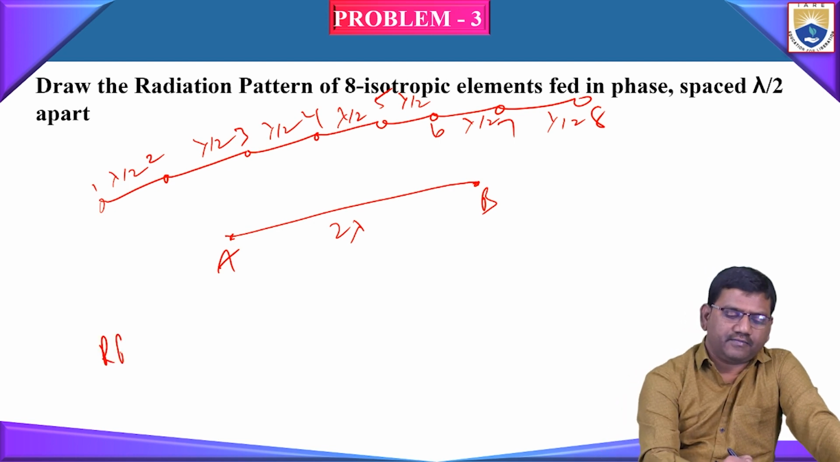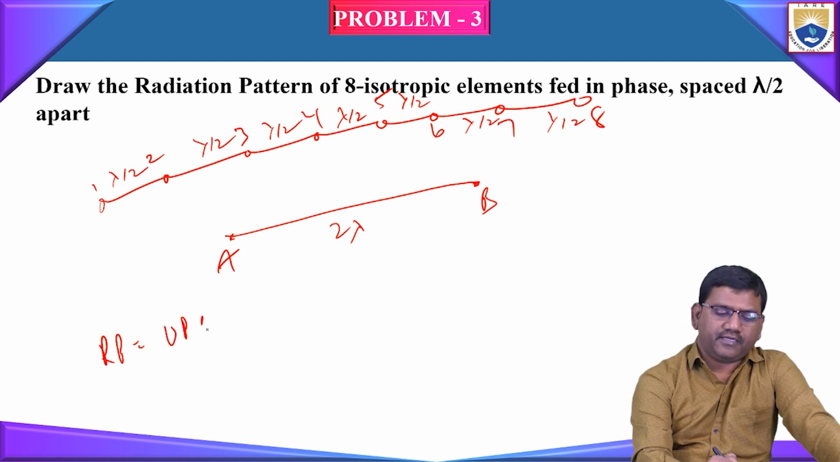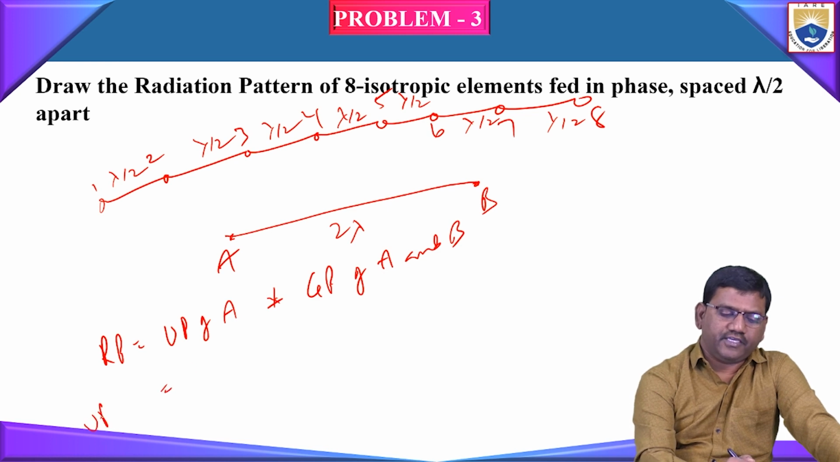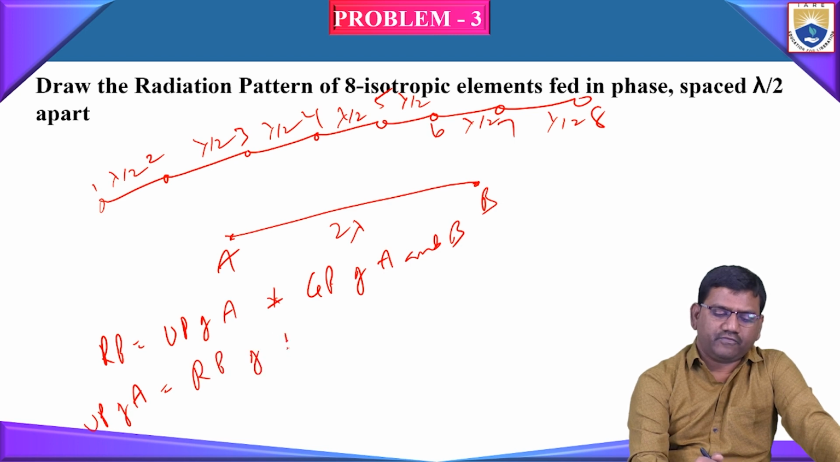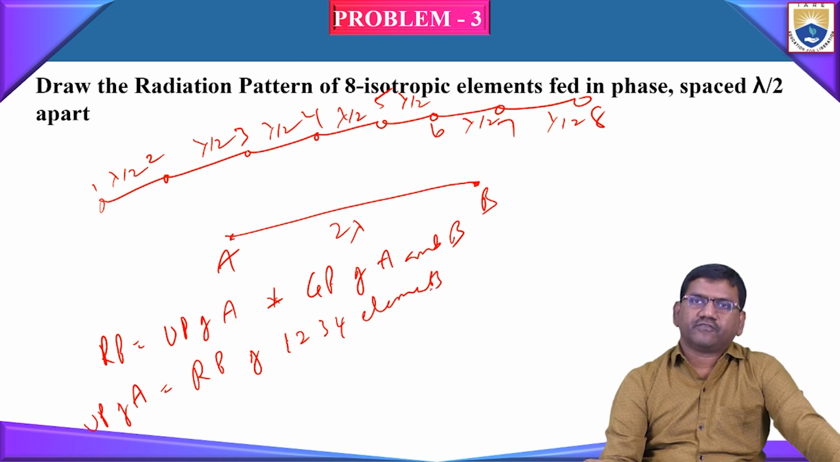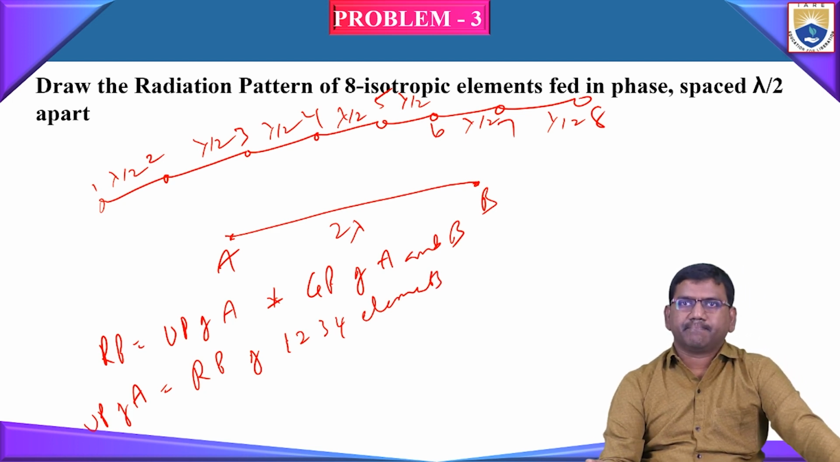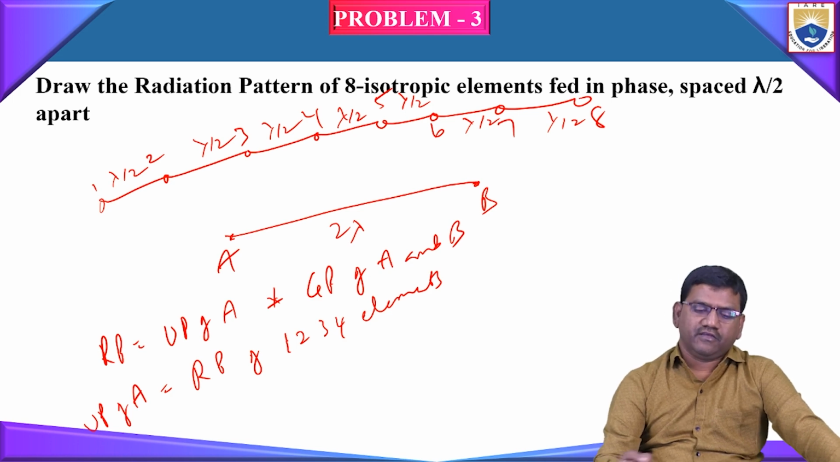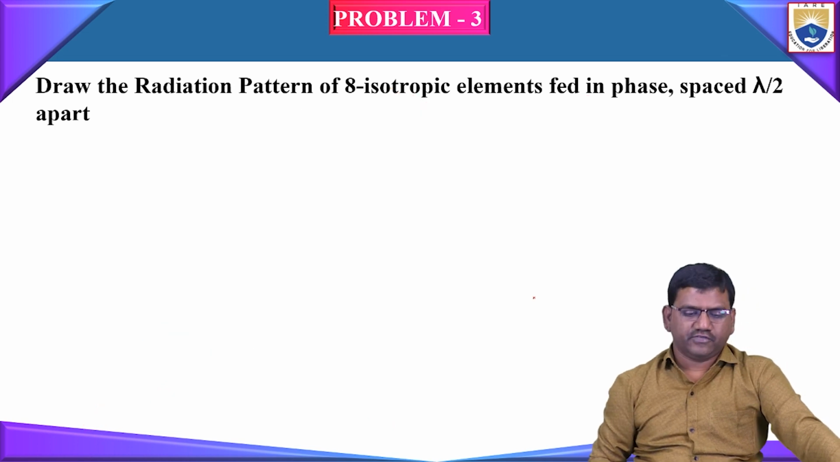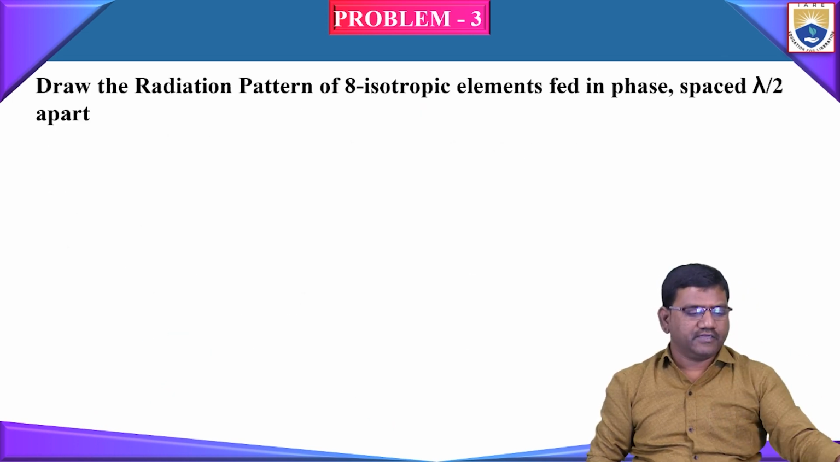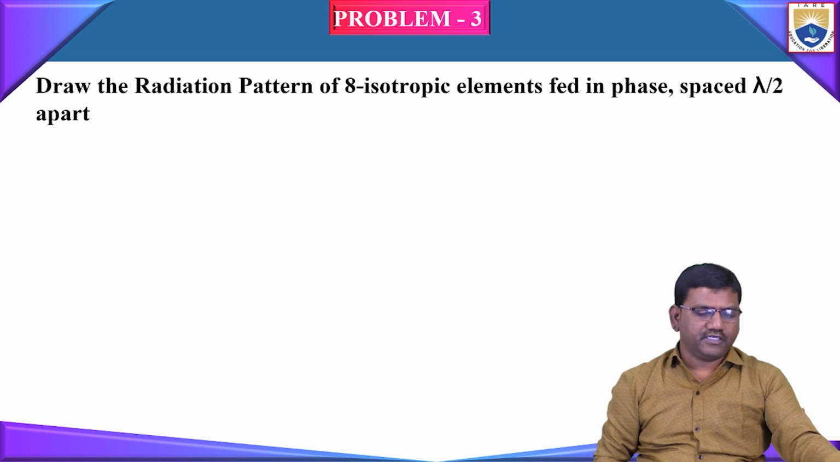Now what is the resultant pattern? The resultant pattern is the unit pattern of A multiplied with the group pattern of A and B. So what is the unit pattern of A here? The unit pattern of A is nothing but the resultant pattern of the 4 elements, 1, 2, 3, 4. For these 4 elements, we already know the radiation pattern. Based upon that radiation pattern, we need to multiply with the radiation pattern of 2 lambda. So we should know the radiation pattern of the 2 elements that are separated by 2 lambda.